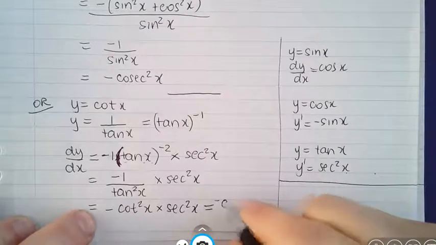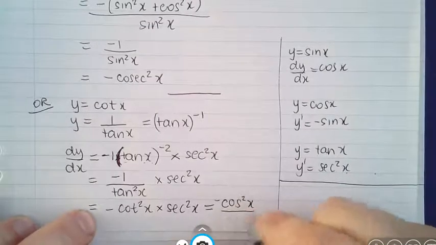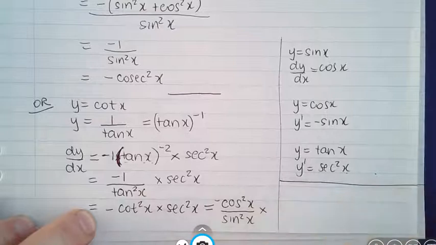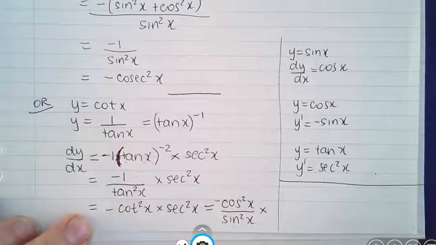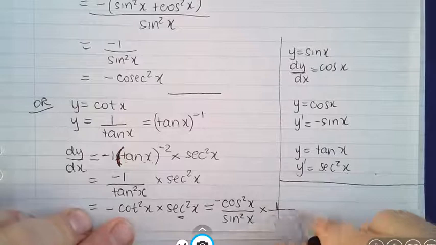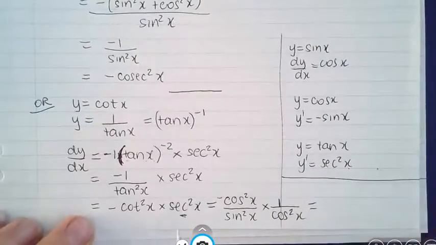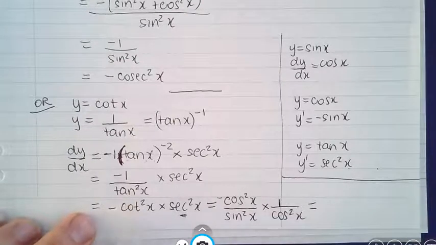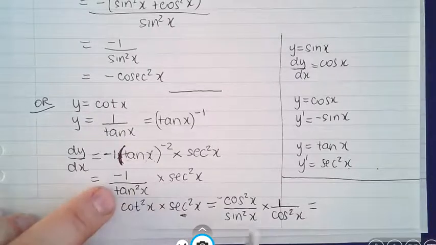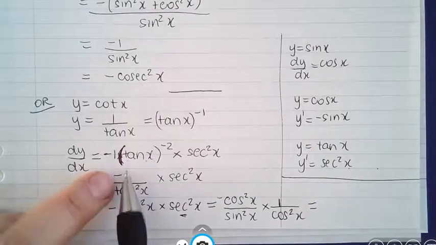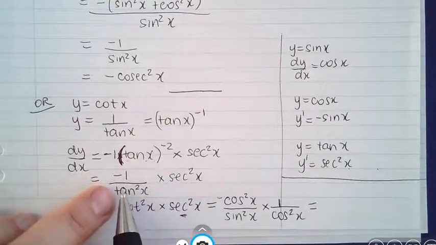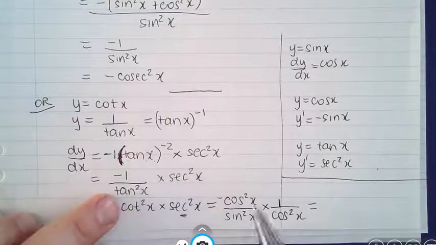So that's the same as negative cos squared x over sine squared x times, what's sec? Third letter, C: 1 on cos squared x. So I didn't have to write that as cos squared x. It's the reciprocal of tan squared x. I know tan squared is sine squared on cos squared, so I could have gone straight to the reciprocal, cos squared on sine squared. Because this is the reciprocal of tan, it's 1 over tan. Tan is sine on cos, so 1 over tan is cos on sine.